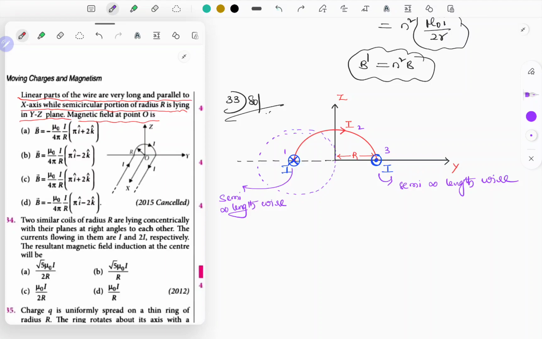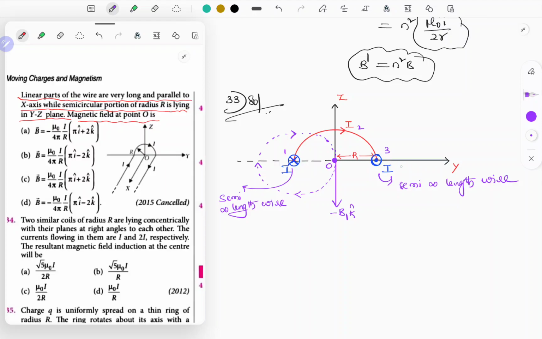So you are going to get a clockwise direction. This is how you are going to get the magnetic field. At this point, they are asking at point O, right? This is where they are asking the magnetic field. So at this point, the direction of magnetic field is downward. Downward in the sense it is opposite to the z axis, right? It is along minus k cap. That's all. So this is the magnetic field due to the first conductor.